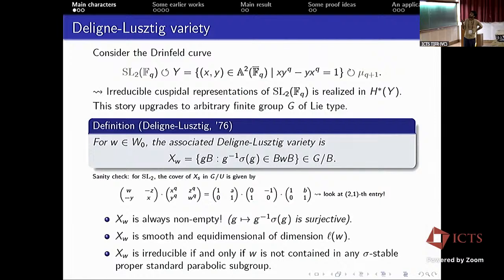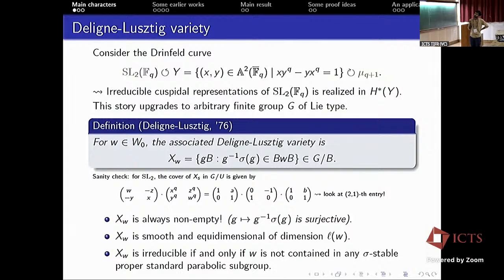I don't know how to point. Okay. So this is an action of SL2(F_q), the finite group, by just matrix multiplication. And also you can scale by (q+1)-th roots of unity. It's stable under both of these actions.